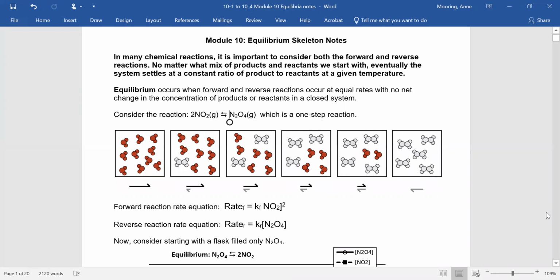This is Module 10, Equilibrium Skeleton Notes. We're going to start off with an introduction to equilibrium.